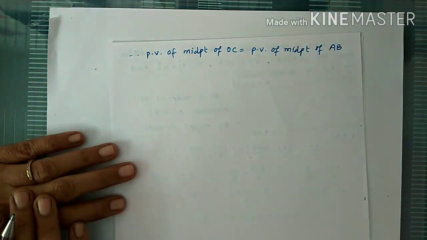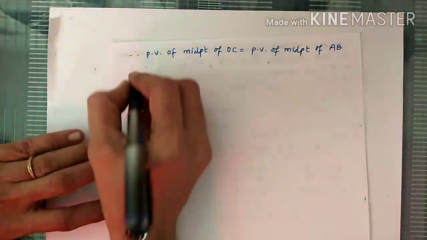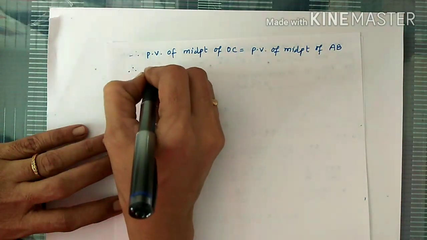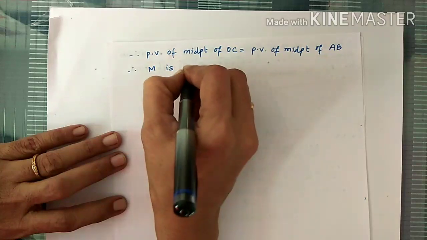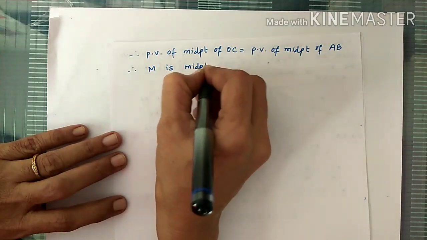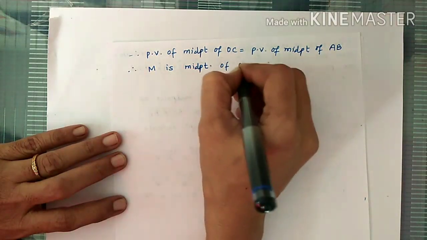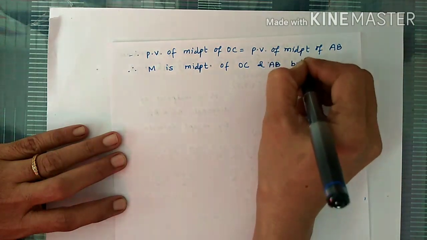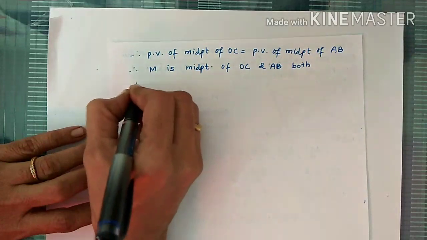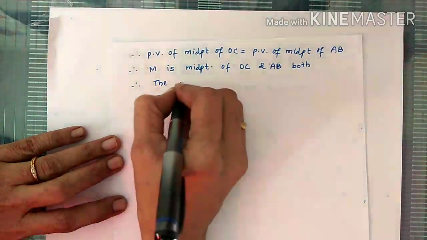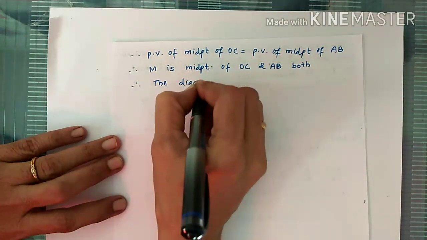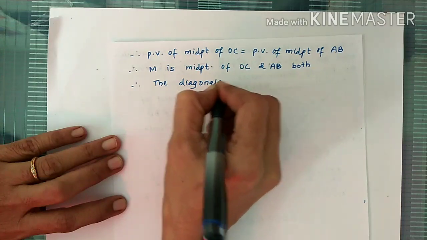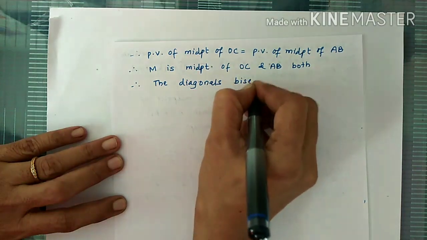So by the equality it is one and the same point, therefore M is midpoint of OC and AB both. Therefore the diagonals bisect each other.